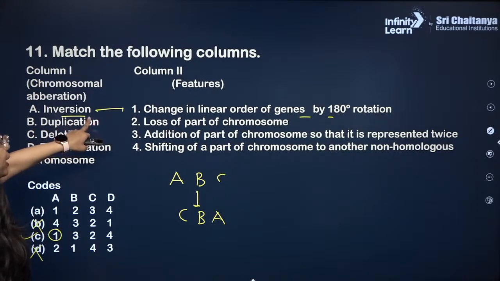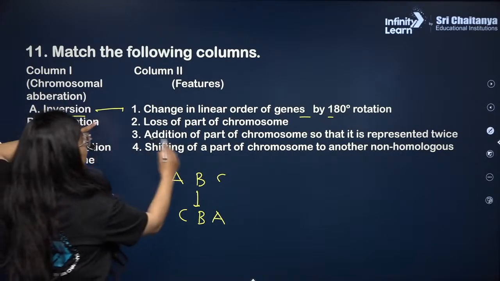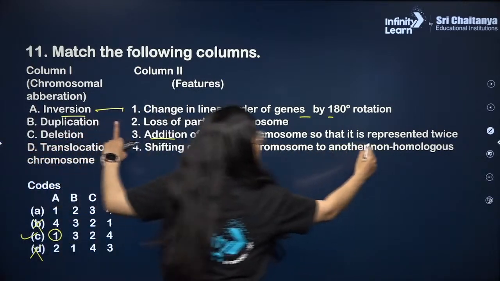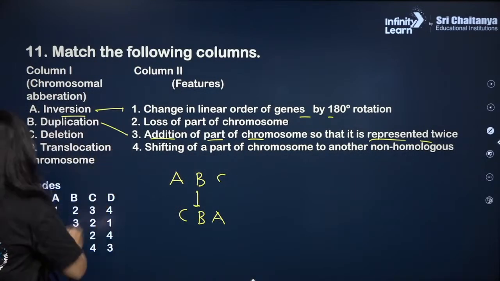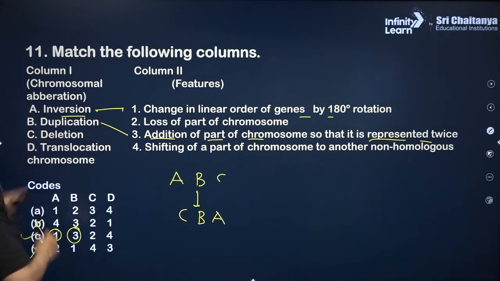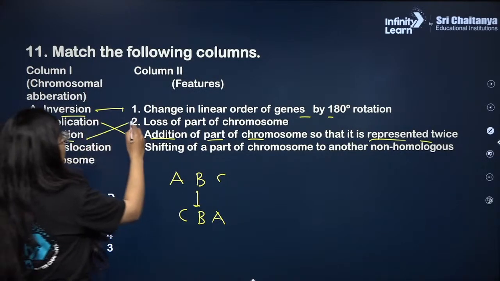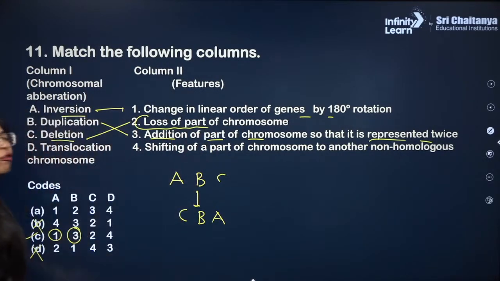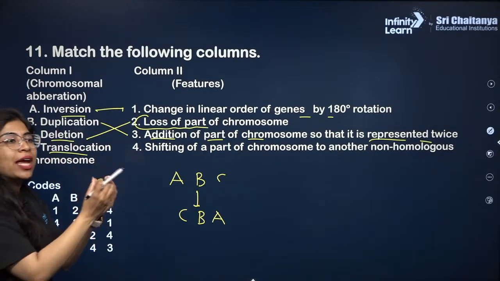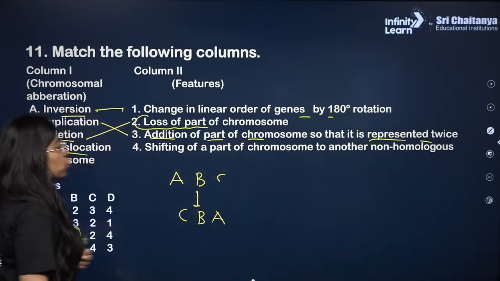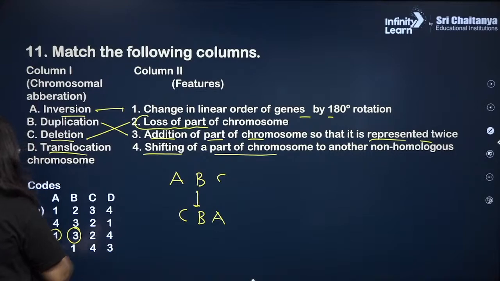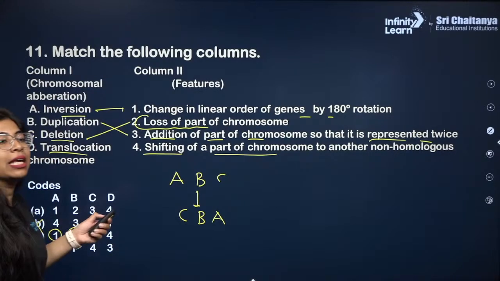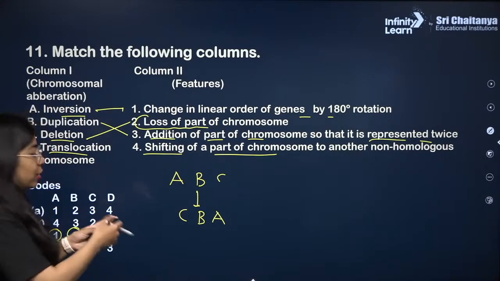Duplication is the addition of part of a chromosome so that it is represented twice, doubled. B is joined with 3. My answer is C. Deletion, I can see the word loss here. Loss of part of a chromosome is deletion. Translocation means one thing is shifting from one place to another. Shifting of a part of a chromosome is translocation. My answer is C. Is it clear, Mamtha? Is it clear to you?